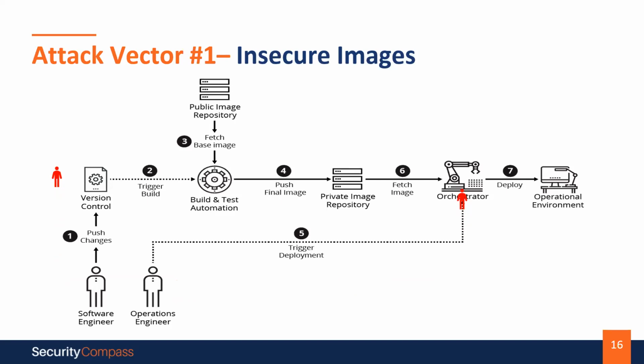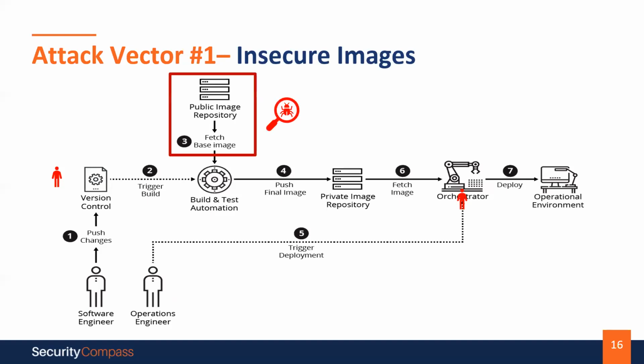If any of the events occurs, this pipeline will start. So using such a pipeline, several attack vectors could be possible, but we will only be discussing the attack scenarios which are associated with insecure images.